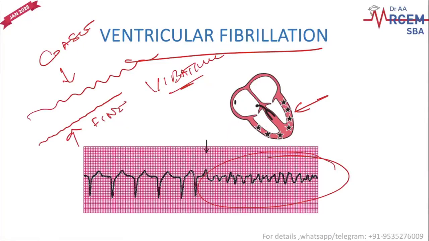Whenever there is ventricular fibrillation, we always consider the patient to be in cardiac arrest. Why do we consider the patient in cardiac arrest? Because it is just vibrating, it is not contracting. If it is just vibrating, there is no cardiac output. If there is no cardiac output, there will be no pulse at all. So if you feel the carotid pulse, you will not feel anything. So in a rhythm of ventricular fibrillation, you need not feel the pulse at all in this patient. We can take it for granted that this patient is in cardiac arrest.